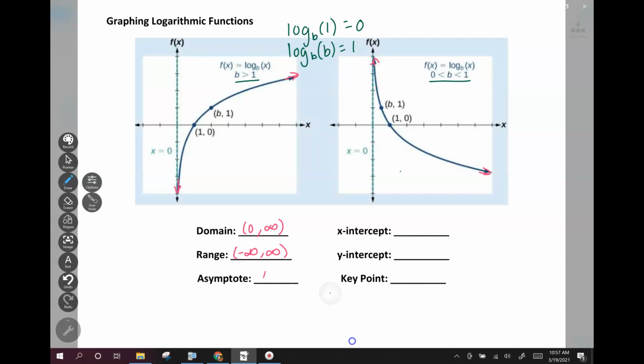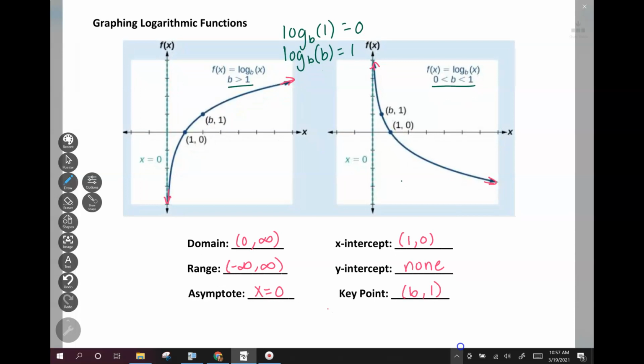Your asymptote for both is at x equals 0, that vertical line. The x-intercept is at (1, 0). And you do not have a y-intercept because of that asymptote. Your other key point that you have on this graph is (b, 1), whatever b is. All right, so those are the graphs of the parent functions, and that changes depending on what b is, but those key features that we just talked about will not change. So let's try graphing some of these.